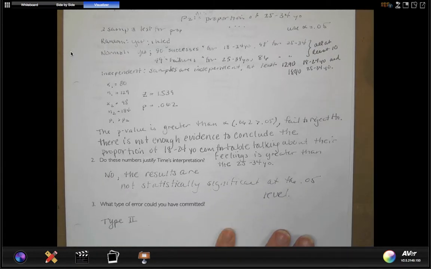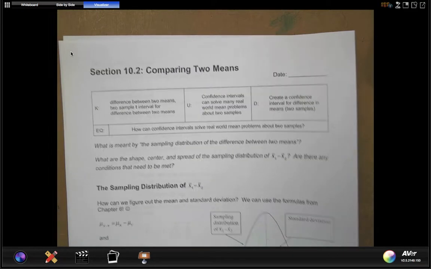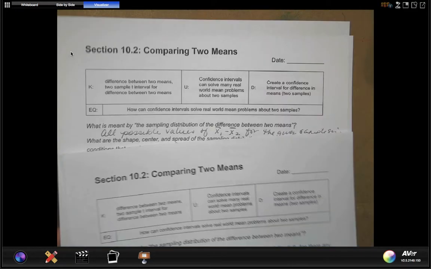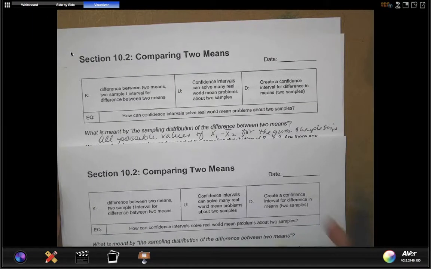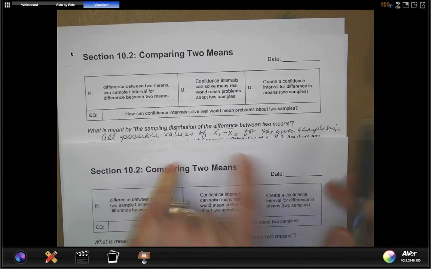Okay? All right, so the lesson today, we're doing the same thing that we did for proportions, but now we're doing it for means. So if I ask you what's meant by the sampling distribution of the difference between two means, it's all possible values of x bar 1 minus x bar 2 for a given sample size.